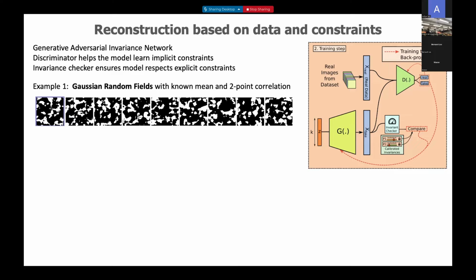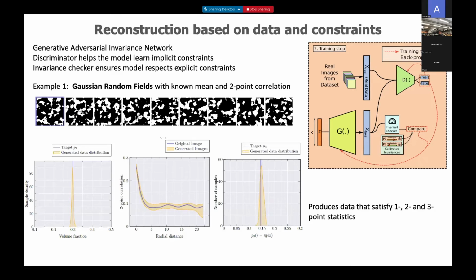So the idea was, could this framework essentially, where I'm creating a generator that has a lot of data that serves as a discriminator, and then I have an invariance checker that checks whether my candidate microstructure satisfies a certain 1-point, 2-point, and 3-point statistic, right? So yes.